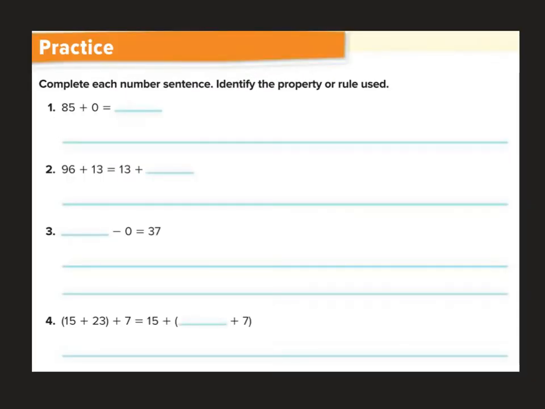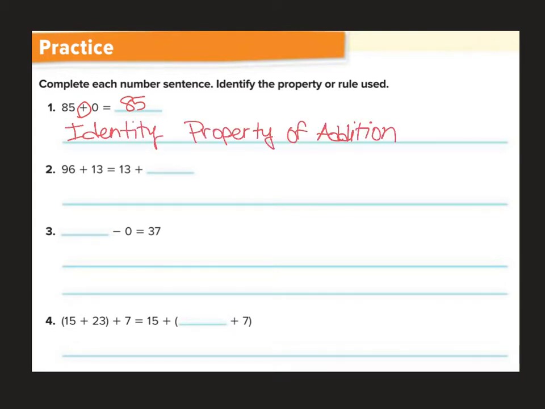Okay, complete each number sentence. Identify the property or rule used. So 85 plus 0 is 85. Now I'm noticing the addition sign. So I know this is the identity property of addition. And how I know that is it says 85 plus 0 is itself, 85.